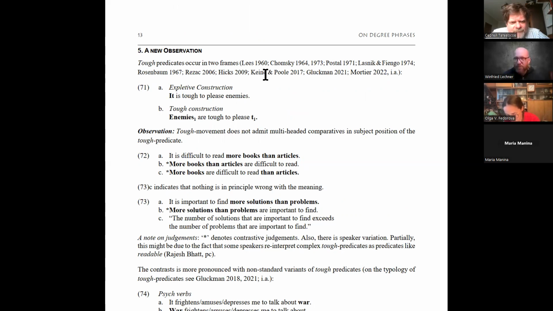We have a particular kind of structure for degree phrases that is nicely compatible with a new set of ideas, the idea that we sever the degree argument from the denotation of the adjective. The second result is a negative result. We cannot take multi-headed comparatives and simply assimilate them to the other ones.